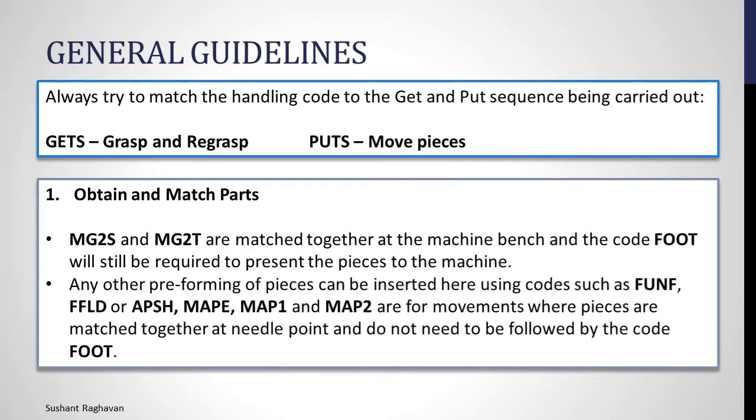Any other preforming of pieces can be inserted here using codes such as FUNF, FFLD or APSH. MAPE, MAP1 and MAP2 are for movements where pieces are matched together at needle point and do not need to be followed by the code F.